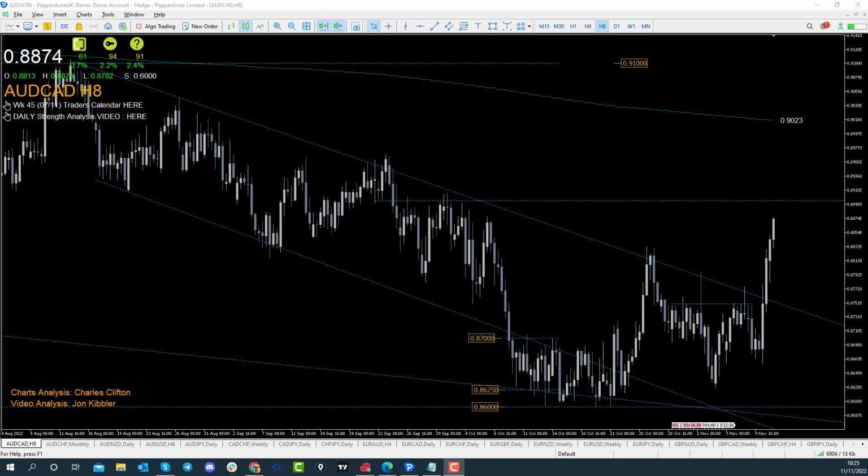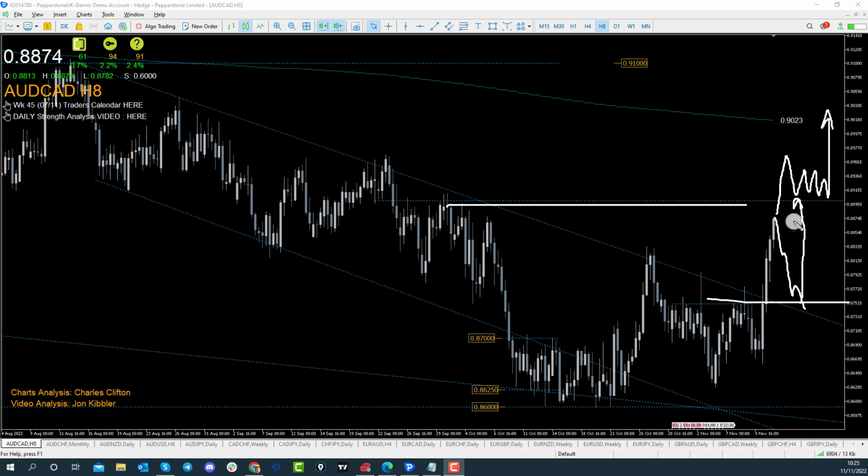So if I wanted to be a buyer of Aussie CAD, personally, I'd be looking for price to come back down towards this level of support. If it found support, I'd be looking to trade up to the 0.89 handle. If price does trade through the 0.89 and we get a consolidation above that level, I'd be looking for longs at this type of area.